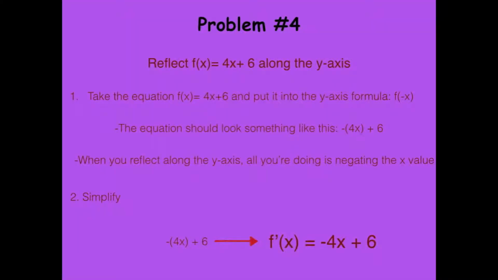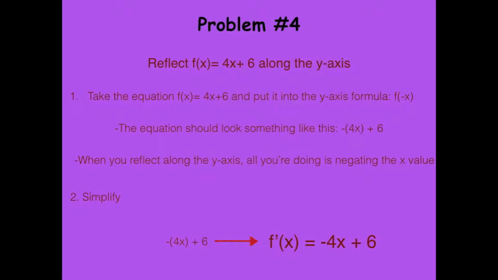Problem number 4. Reflect f of x equals 4x plus 6 along the y-axis. Step 1. Take the equation f of x equals 4x plus 6 and put it into the y-axis formula, f of negative x. The equation should look something like this: negative times 4x plus 6. So when you reflect along the y-axis, all you're doing is negating the x value.